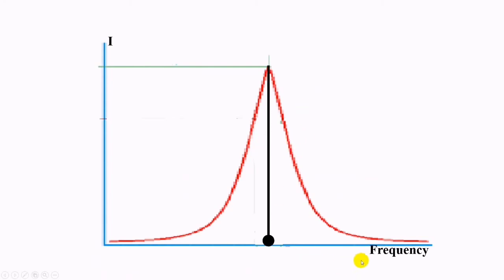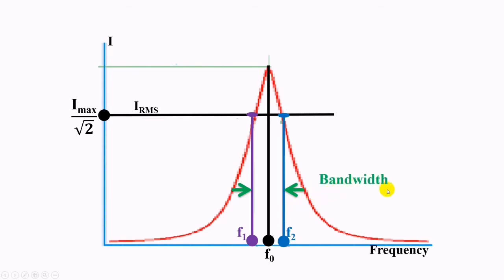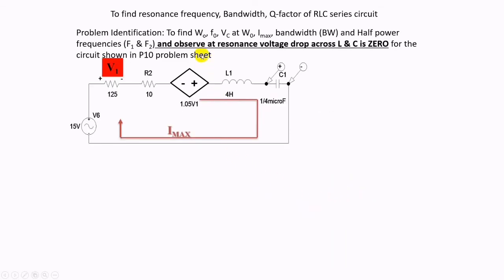It is a graph between frequency and I, and the midpoint of this curve is F0 or resonance frequency, where the current is Imax. At Imax by root 2, or IRMS, the meeting points of the RMS line and the curve are known as F1 and F2 or half power frequencies, and the gap between them is called bandwidth. And we need to find W0, F0, VC at W0, Imax, bandwidth and half power frequencies.